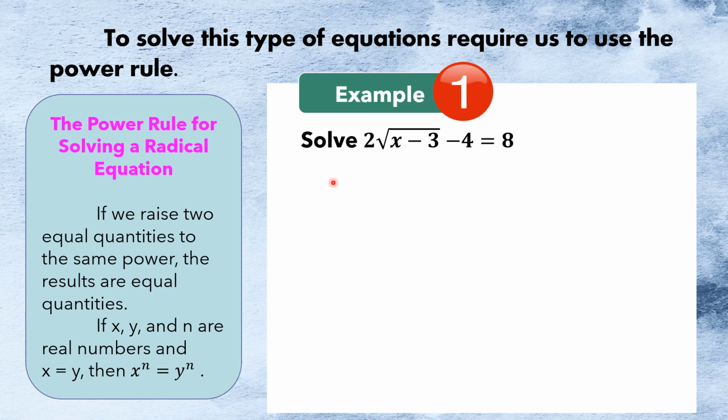Example 1. Solve 2 square root of x minus 3 minus 4 equals 8. Okay? For our solution, we have 2 square root of x minus 3. Applying addition property of equality, dahil may negative 4 tayo dito, para matanggal yan, we add 4 to both sides. So, plus 4 dito, plus 4 din po doon.